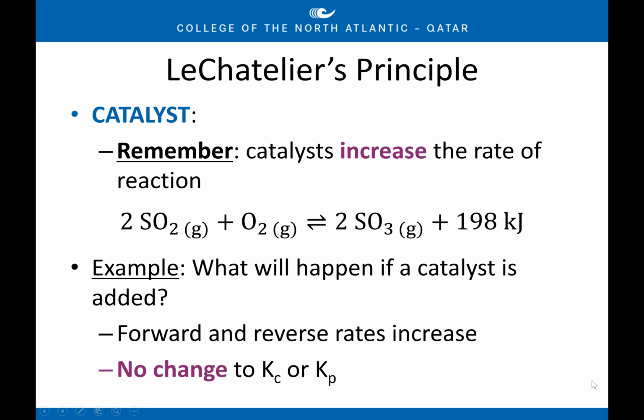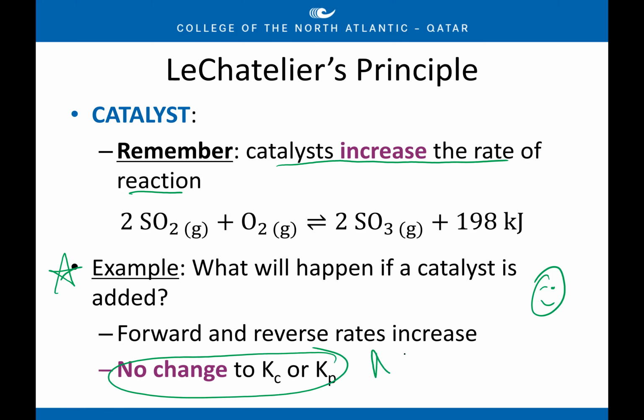So there's the answer on the bottom there. Remember, catalysts increase the rate of reaction. So the question says, and this is definitely a wink, wink question, what will happen if a catalyst is added to this? Well, the forward and reverse rates increase, like the speed of the reaction increases, but it doesn't change Kc, so there's no shift. No change. That's typically a good trick question that we would put on a test.